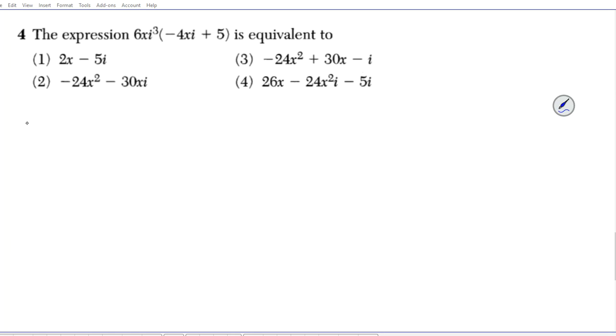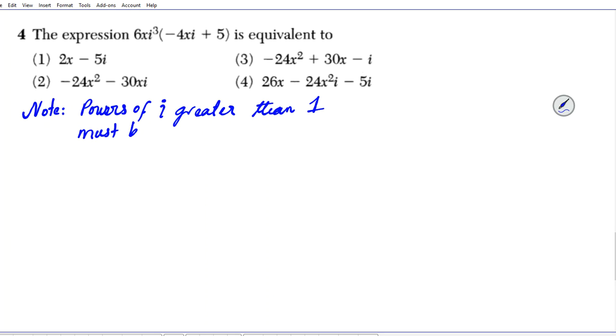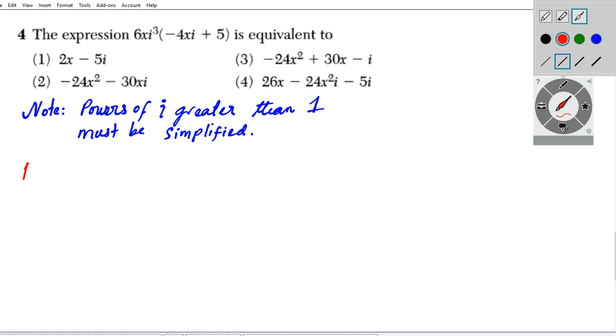Okay, so one thing to note is that powers of i greater than 1 must be simplified. Okay, it must be simplified. So the question is, how do you simplify powers greater than 1? Remember the pattern, so let's recollect that. So you want to recall the rule for reducing powers of i.